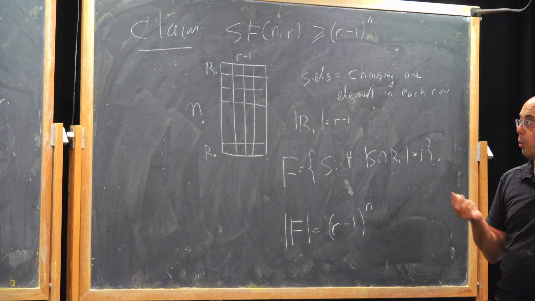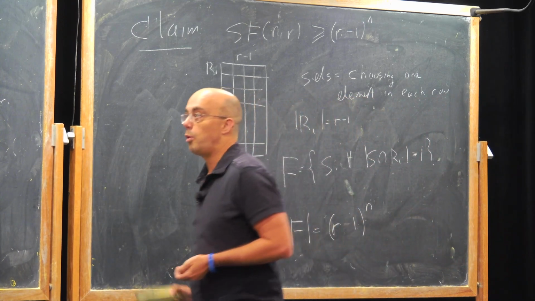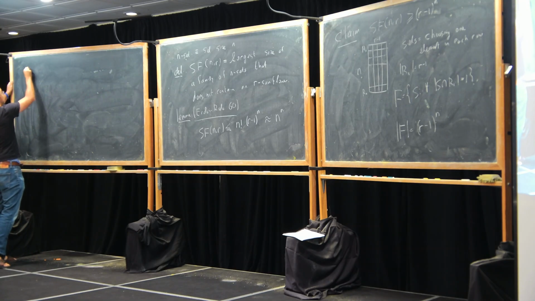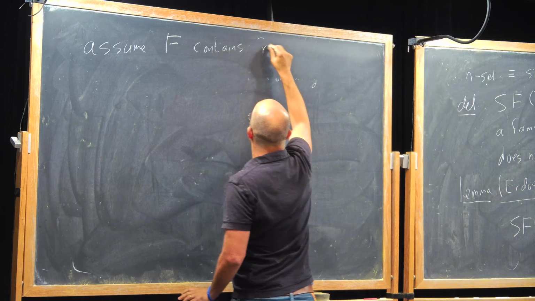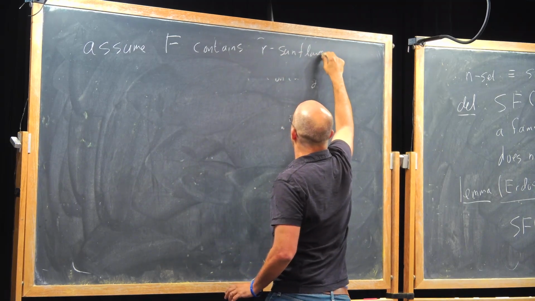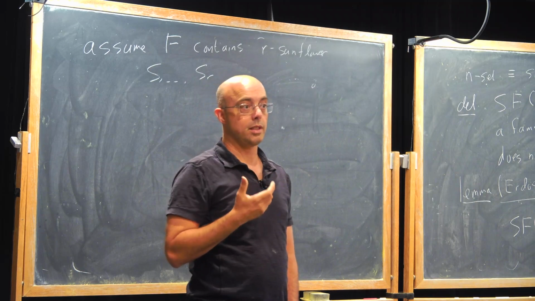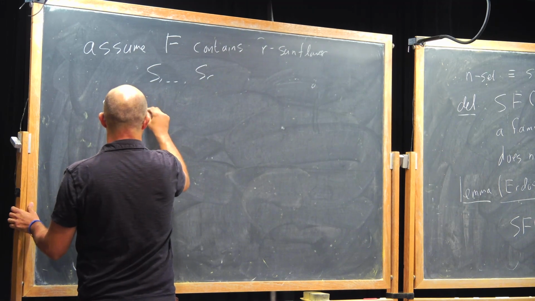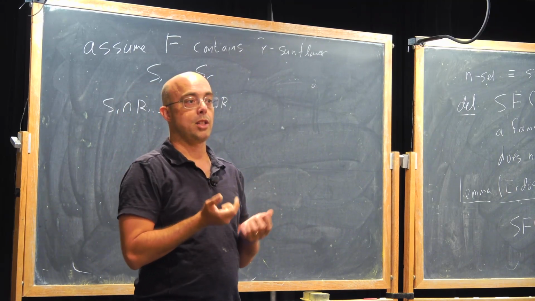Everybody see that? OK. So the other question is, why does this set system not contain an r-sunflower? Basically, the answer is going to be because of pigeonhole. Let's assume that F contains an r-sunflower, and we'll reach a contradiction. Let's call it S1 up to Sr. And let's look at the intersection of this sunflower with just the first row of this matrix: S1 intersected R1 up to Sr intersected R1. This still has to satisfy that all the pairwise intersections are the same.